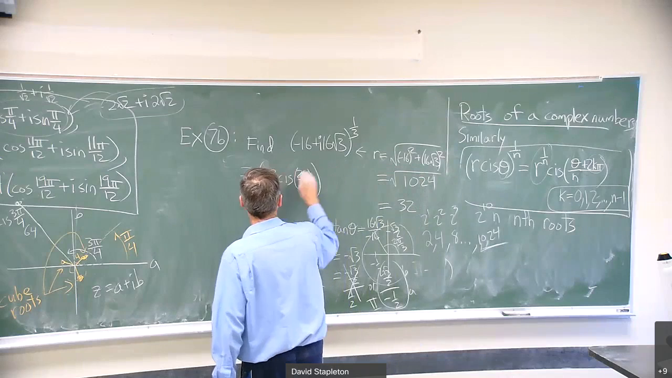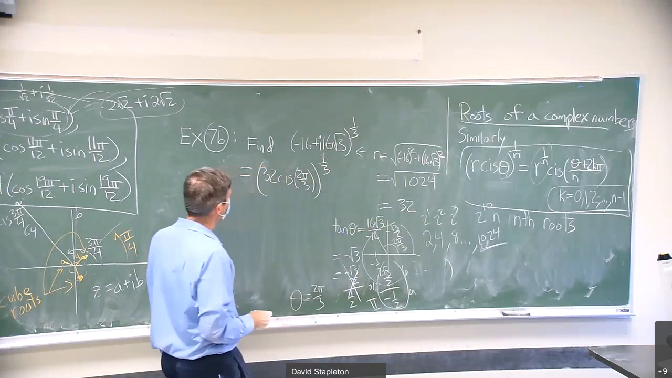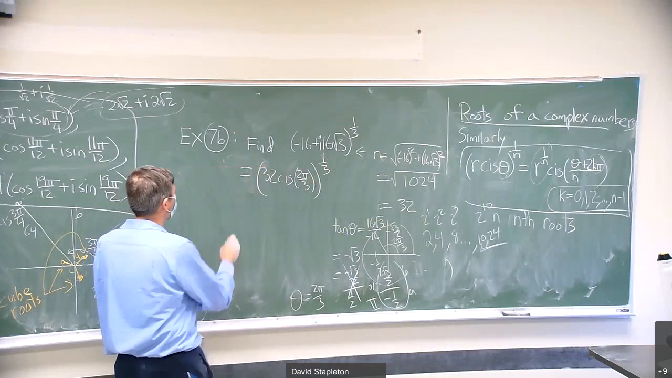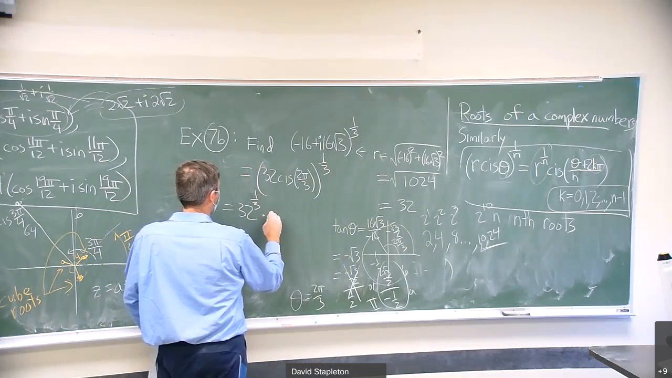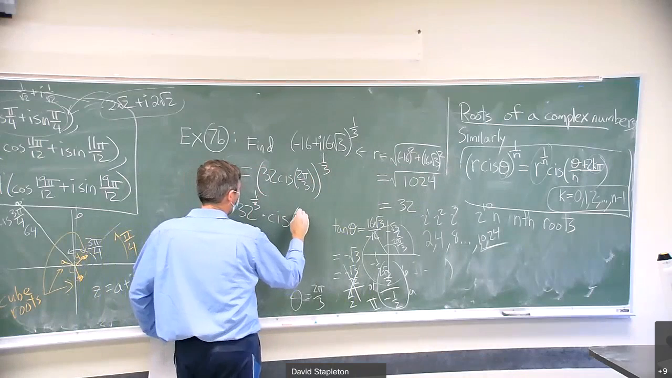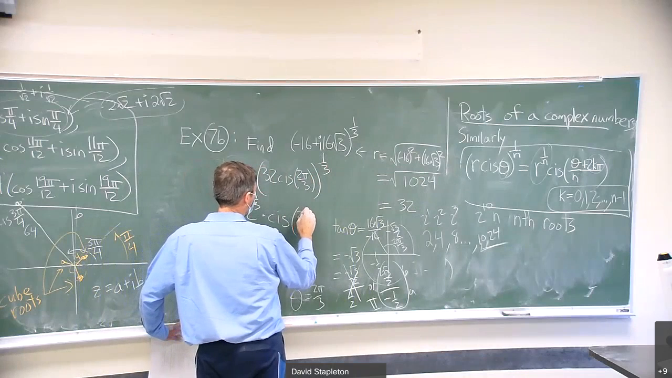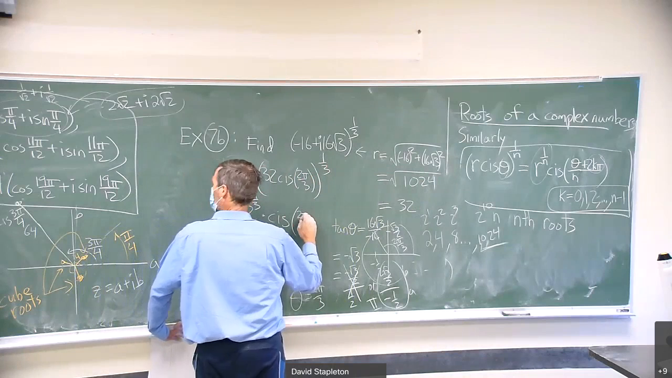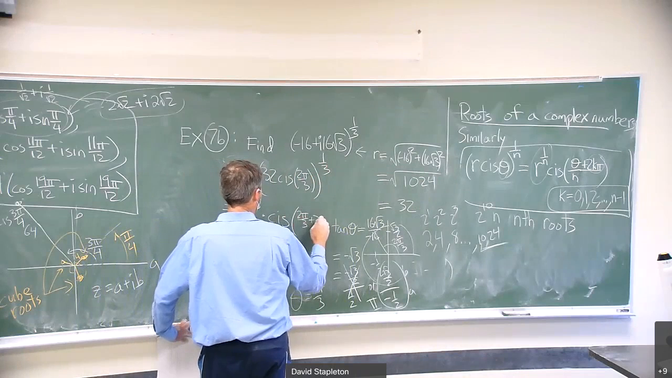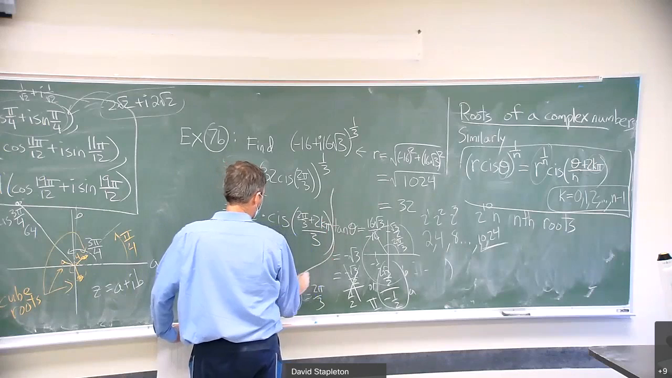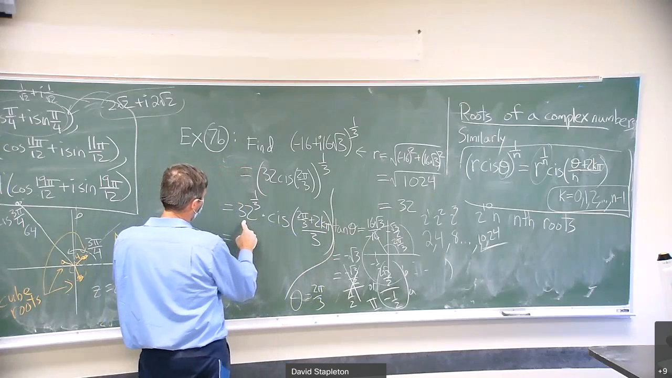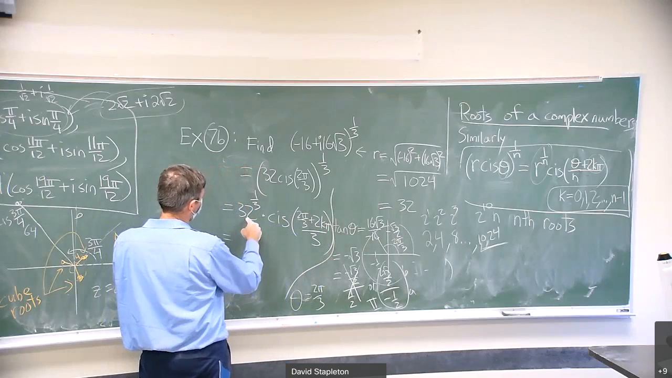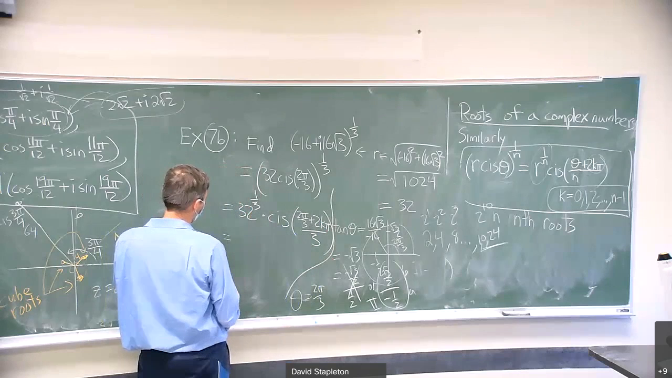And I want to take the cube roots of that this time. How do I do that? Well, it's cube root of 32 times cosine plus I sine of the angle plus 2k pi, divided by 3. Well, let's see, it's 32 to the 1/3. Well, this is 2 to the 5th power, so third root isn't going to do much for me.